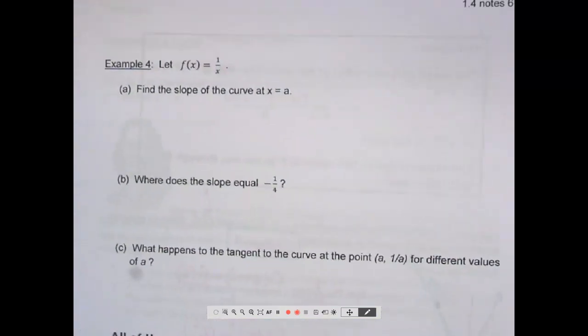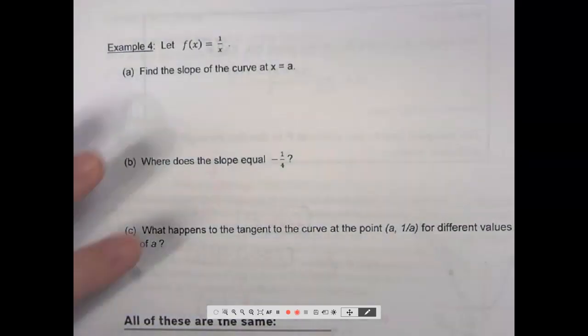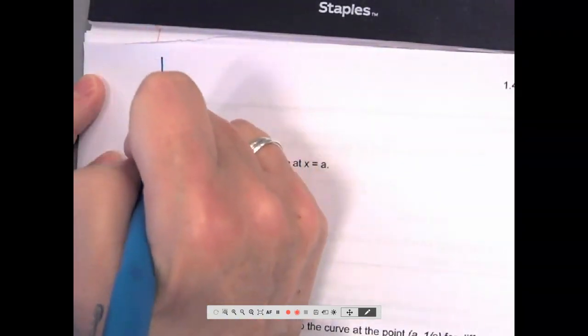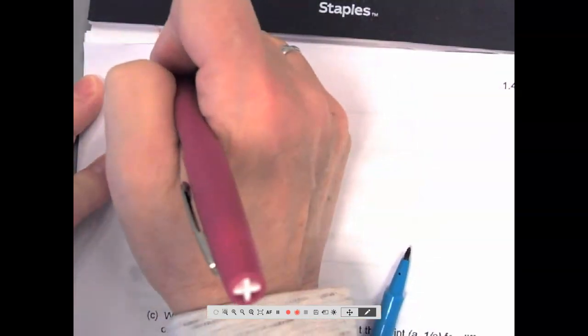All right, example 4. Let f of x equal 1 over x. Do you have a picture in your mind what that looks like? What is it? Hyperbola. Okay. Let's draw a rough sketch here.